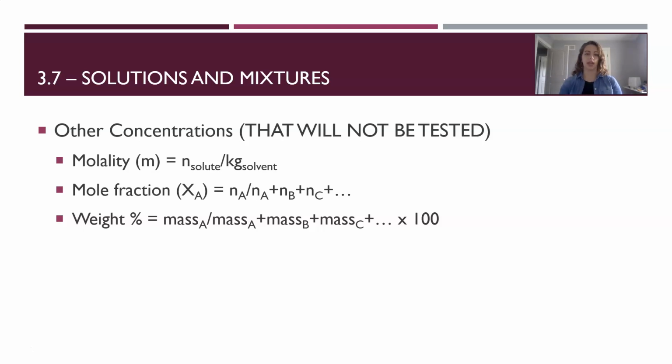And then the last one is weight percent. A version of this is also percent by volume. That is just like any other percent. If it's weight percent, it's the mass of one component divided by the total mass times 100. If it's percent by volume, it's the volume of one component divided by the total volume times 100. You might see this in drug composition, or you might see it in food composition as well.